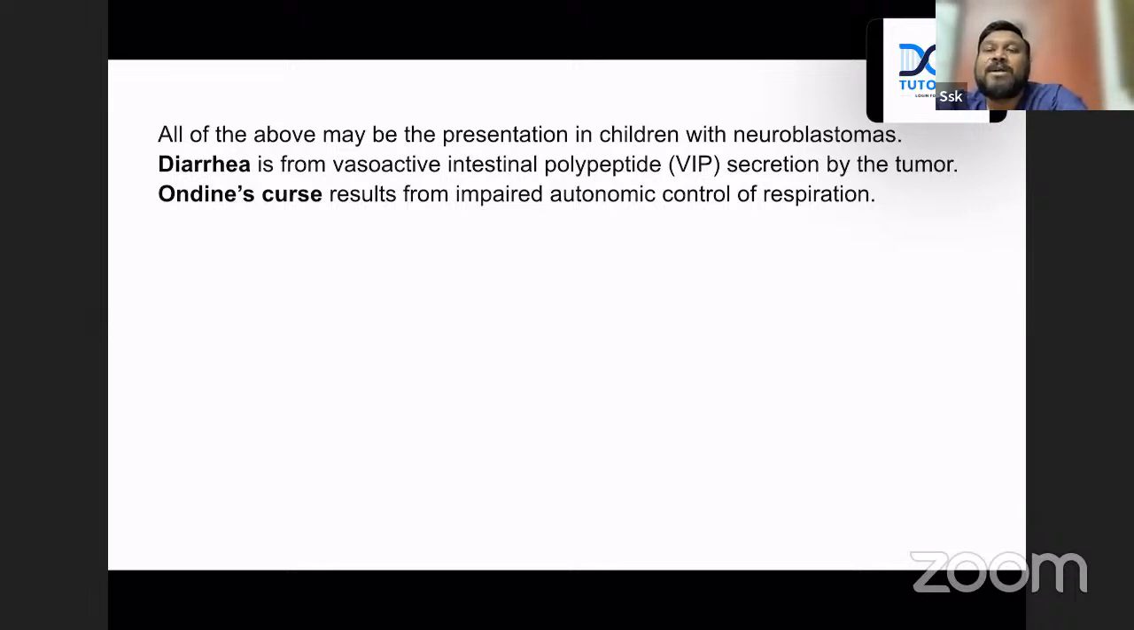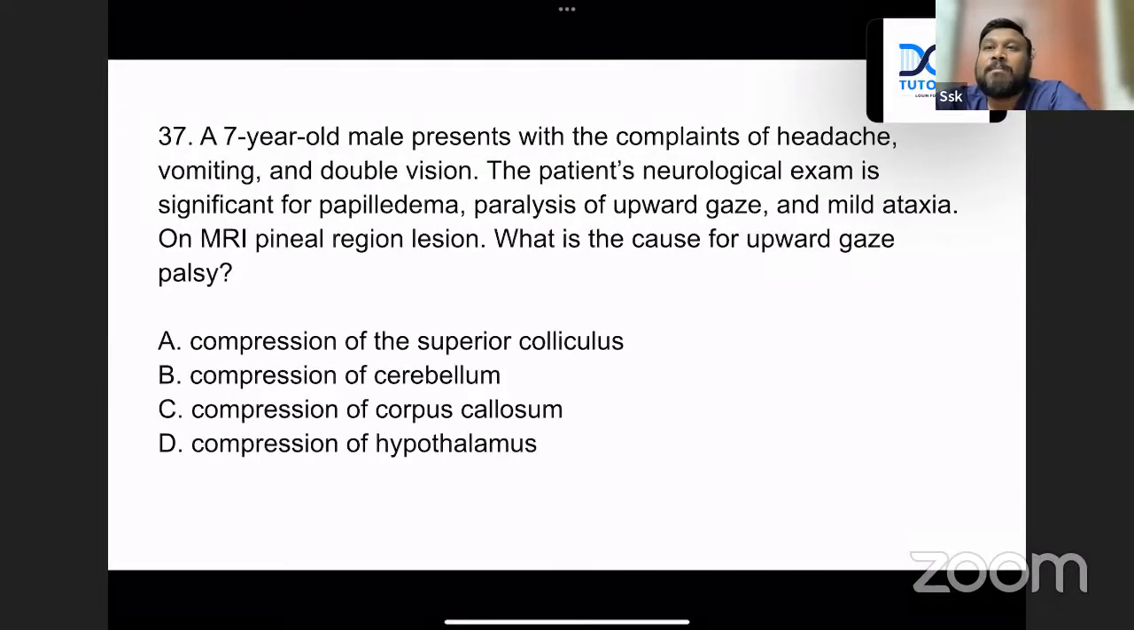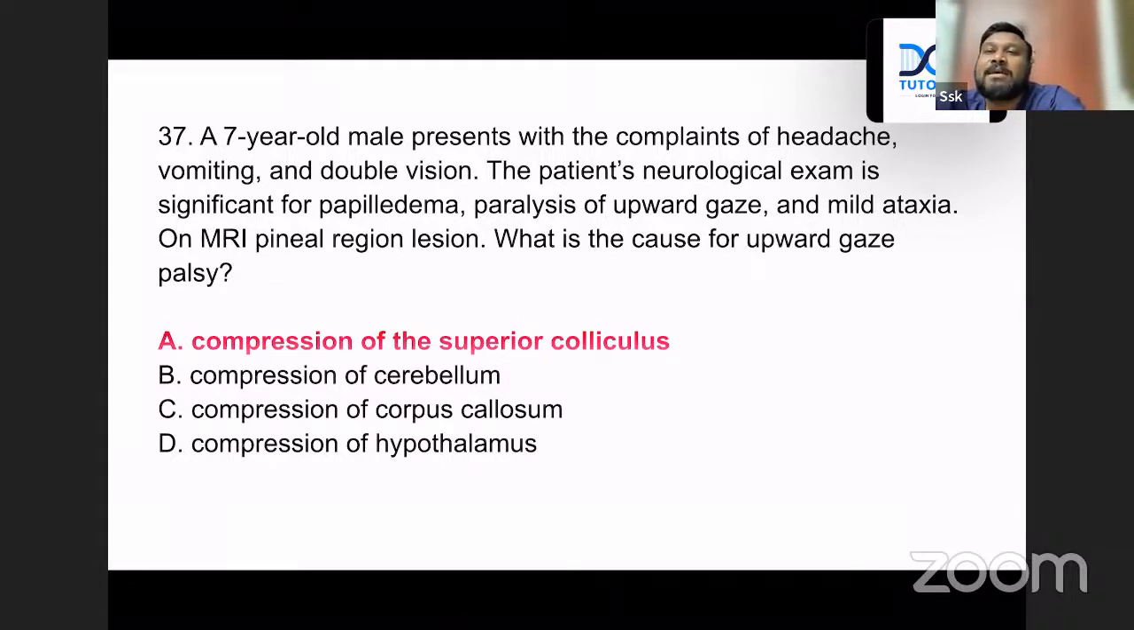Diarrhea can happen because of vasoactive intestinal peptide secretion by the tumor. Similarly, it can result in spinal cord compression. All this can happen with neuroblastomas. A 7-year-old male presents with complaints of headache, vomiting, and ablation. The patient's neurological examination is significant for papilledema, paralysis of upward gaze, and mild ataxia. Lots of clues have been given here. On MRI, you can identify a pineal region lesion. What is causing this? Upgaze palsy: dorsal midbrain compression on the superior colliculus results in upgaze palsy. That is why the patients tend to get this upgaze palsy.